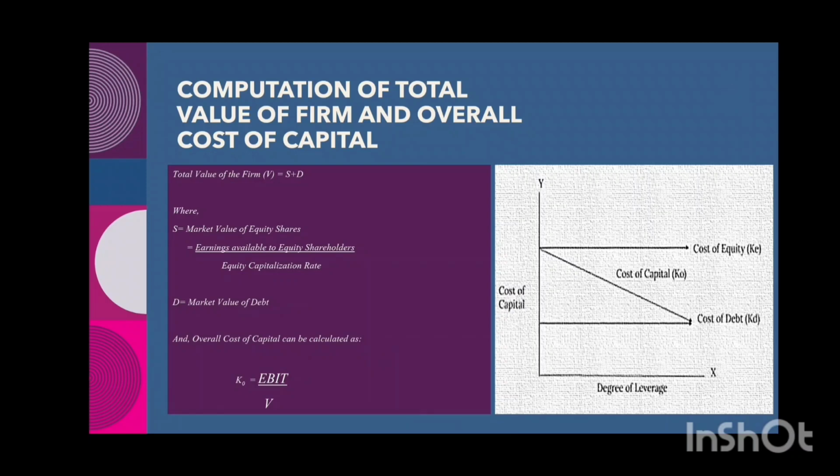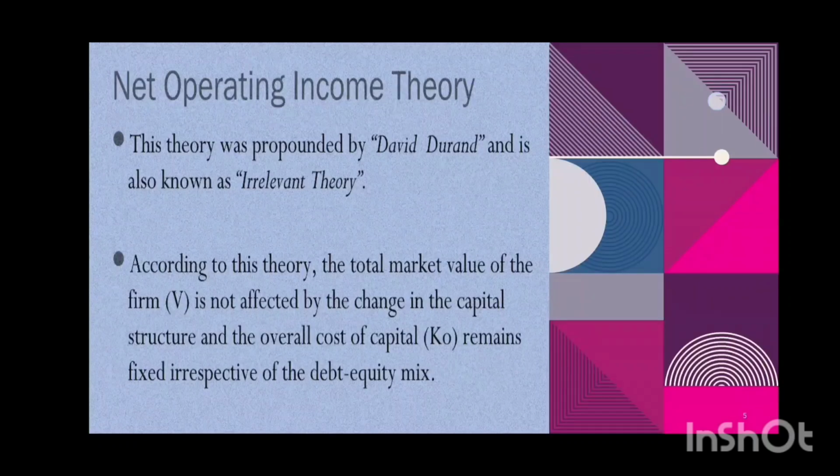This diagram of net income approach also shows that if the proportion of debt is increased in the capital structure, then overall cost of capital will decrease and value of firm will increase. Then the next theory is net operating income theory. According to this theory, capital structure of a firm does not affect the cost of capital and value of firm.